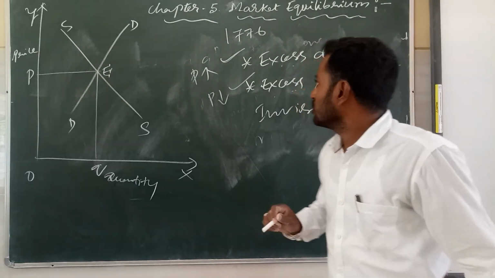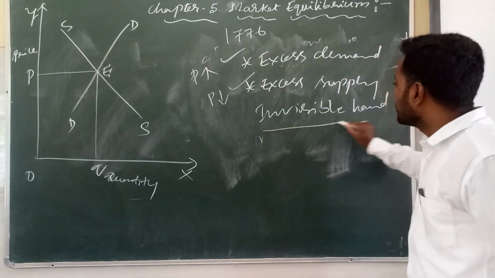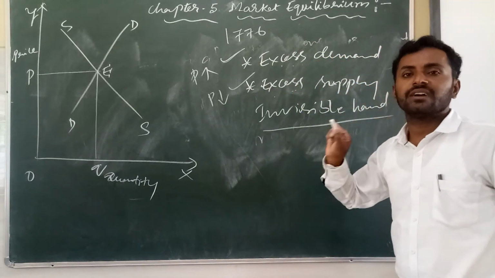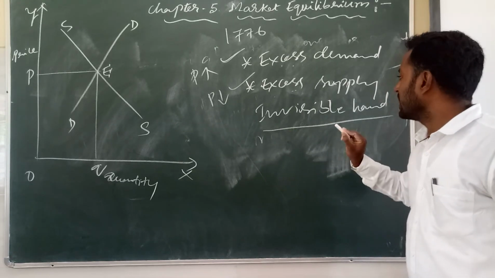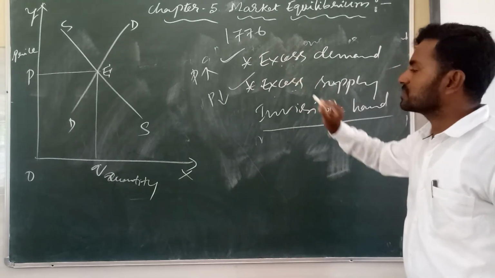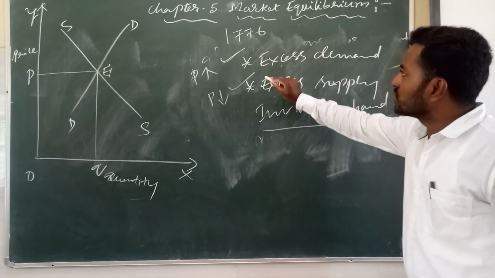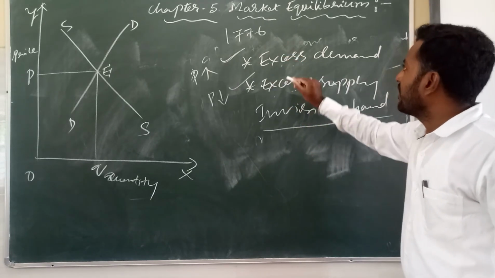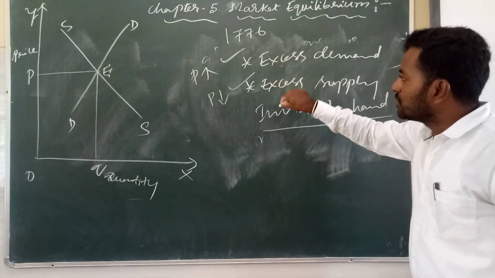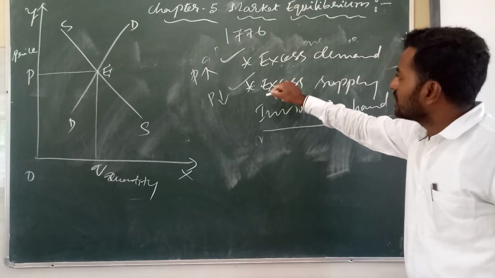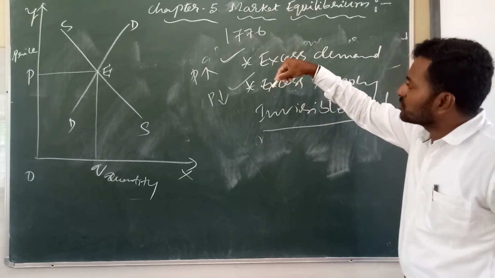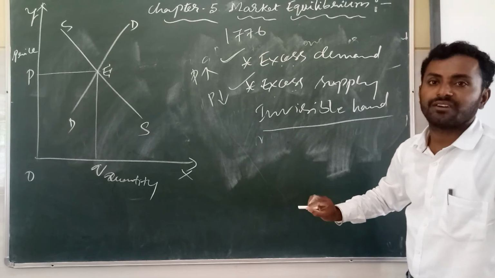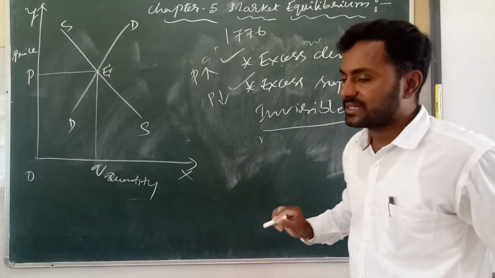Again, the concept of the invisible hand was given by Professor Adam Smith. The invisible hand should raise the prices in case of excess demand. At the same time, the invisible hand should decrease the price in case of excess supply.